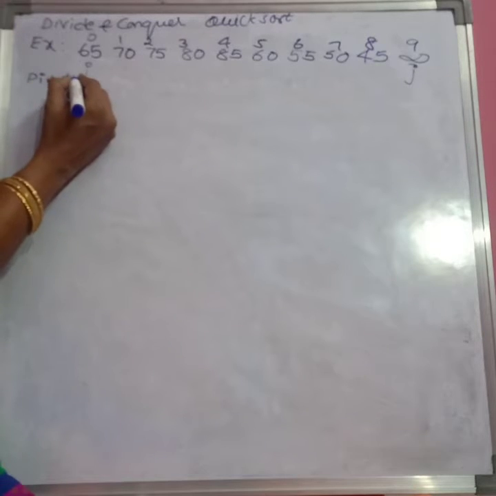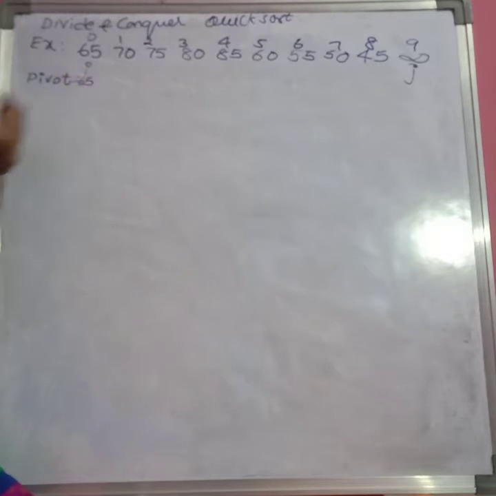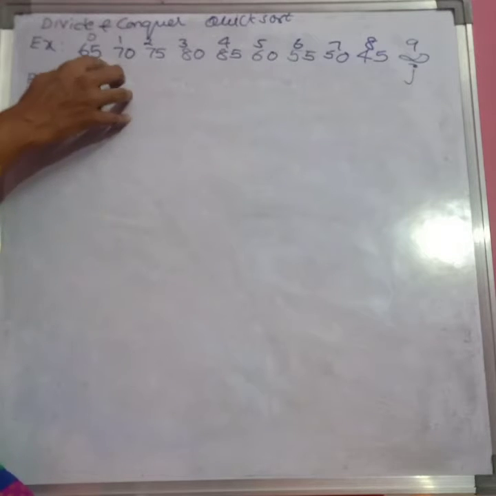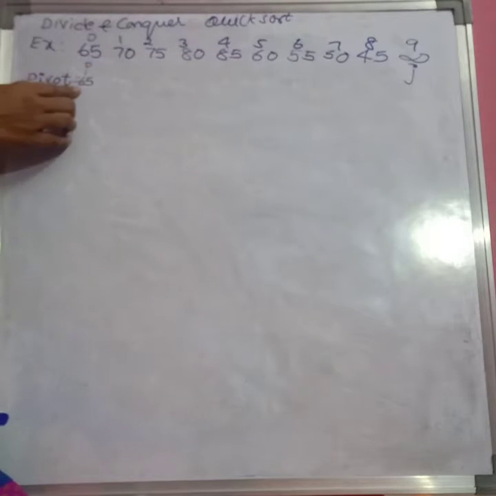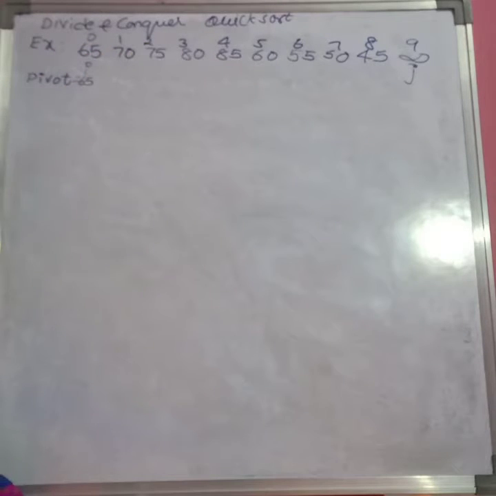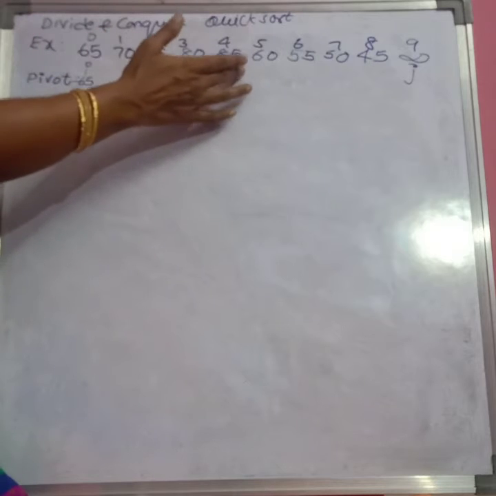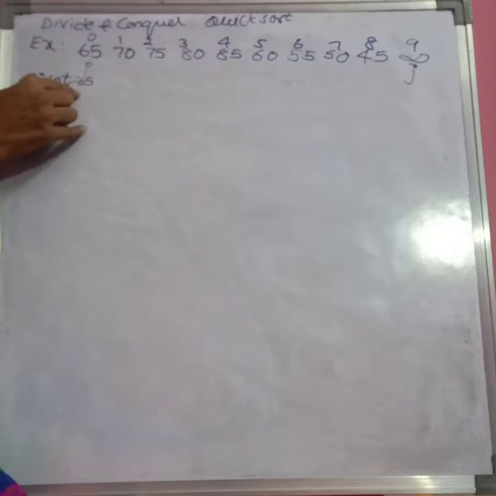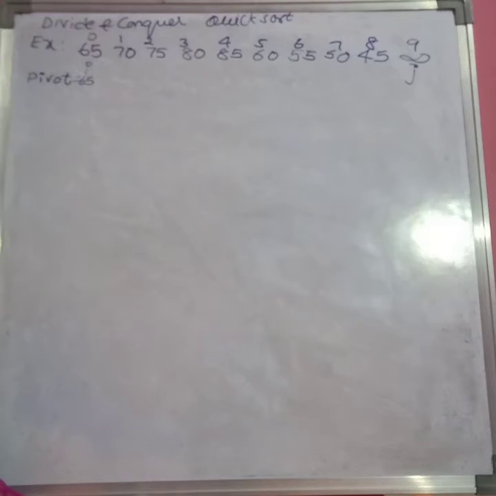So here the pivot element selected is 65. Every time we compare the pivot element with the elements present in the array. Here we are moving this pivot element to its exact position. For this, using the two variables i and j, we move the elements which have a lesser value than the pivot element to the left side, and the elements which have a greater value than the pivot element to the right side.